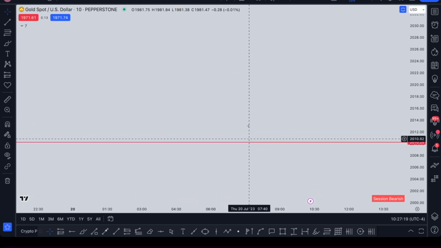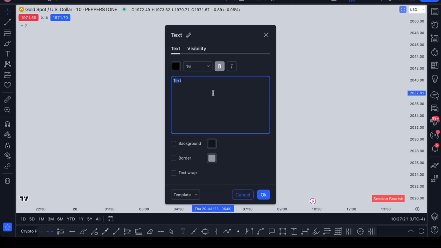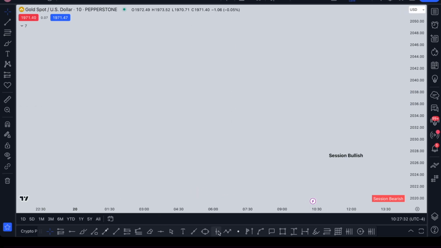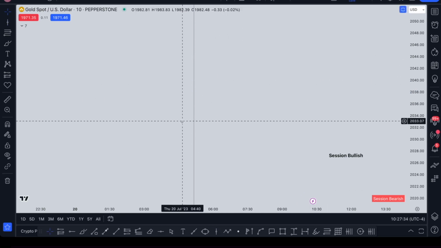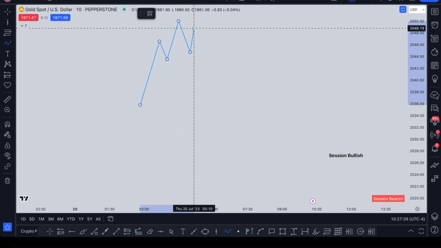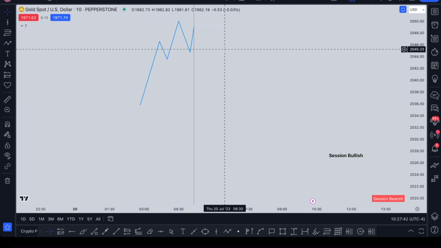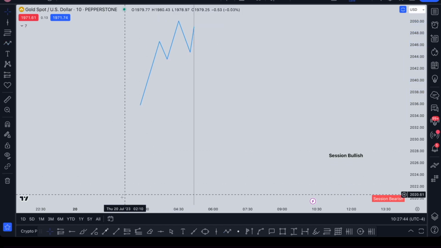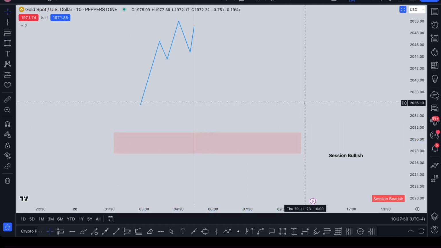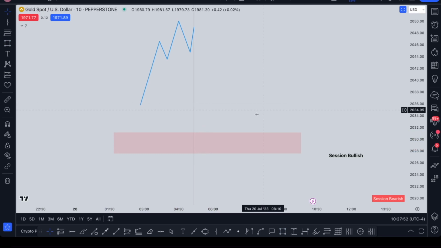Now let's say that we have a hypothetical scenario. So let's say it is 4:30 a.m. EST and the bias is session bullish. But by 4:30, this is where price is. So by 4:30 you have price somewhere up here, and it's saying session bullish. Your bullish POI is all the way down here, and then you will see that during the New York session, price obviously has to go down to go up.